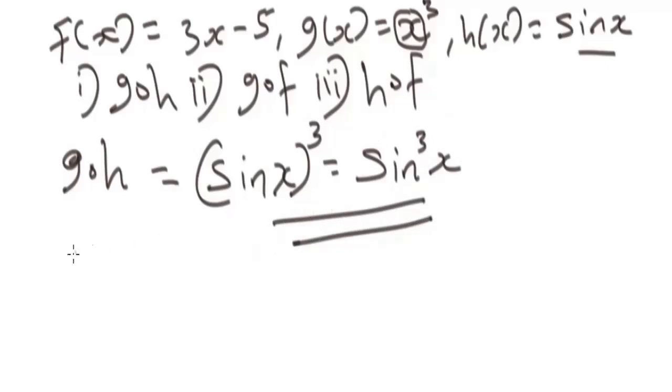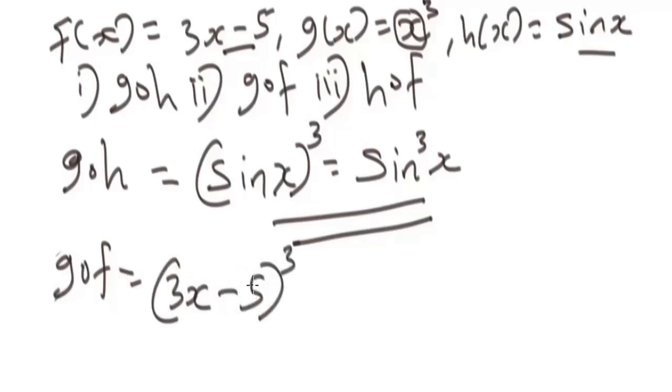Now for g of f, sorry, wait, let me clean this. Okay, so g of f will be, take the value of f, which is this value, and plug it in this x under g. So when you plug it in x under g, we are going to have 3x minus 5 cubed. That will be the answer.